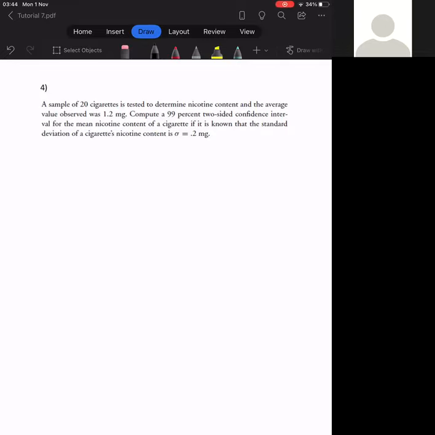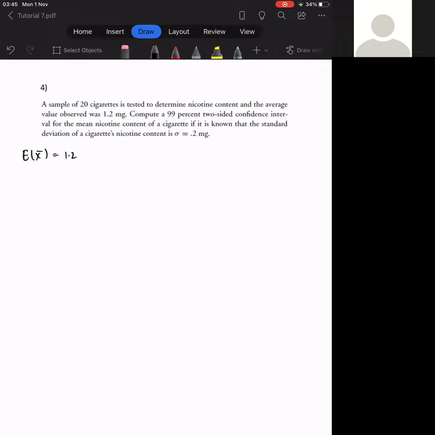Okay, so the question says, a sample of 20 cigarettes is tested to determine nicotine content and the average value observed was 1.2 mg. So the sample mean is 1.2 mg. Compute a 99% two-sided confidence interval for the mean nicotine content of a cigarette if it is known that the standard deviation of a cigarette's nicotine content is sigma equal to 0.2.